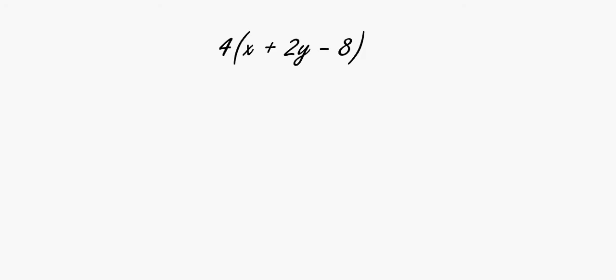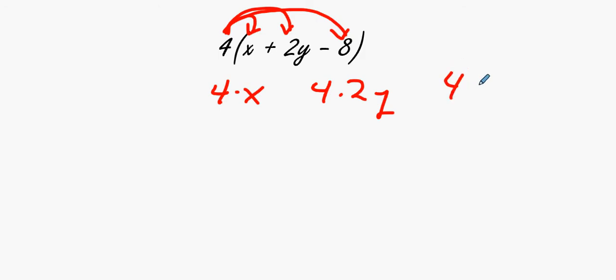Here is the problem you saw at the beginning. I cannot put these together. Why? They are not like terms. I have an x, a y, and a constant. But I can distribute it, multiplying 4 times x, 4 times 2y, and 4 times the opposite of positive 8 or minus 8, right? So it's like saying 4 times x, 4 times 2y, and 4 times negative 8. You'll put all of these products together and find the sum of the products.